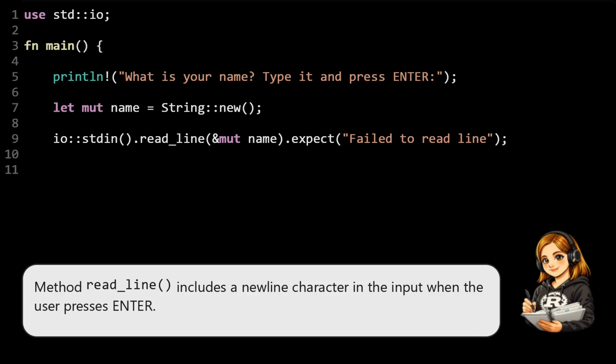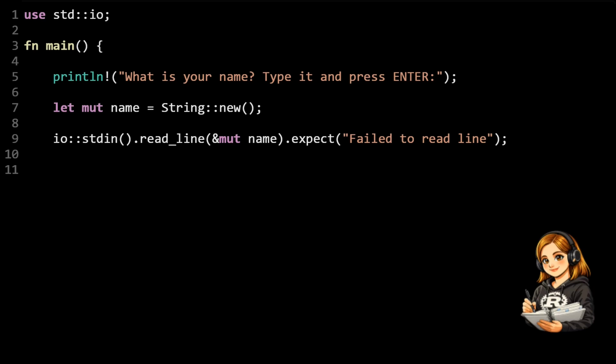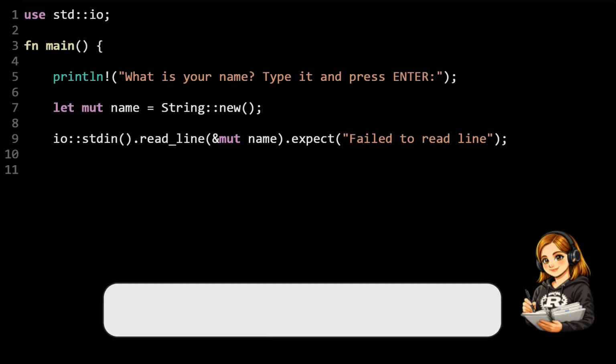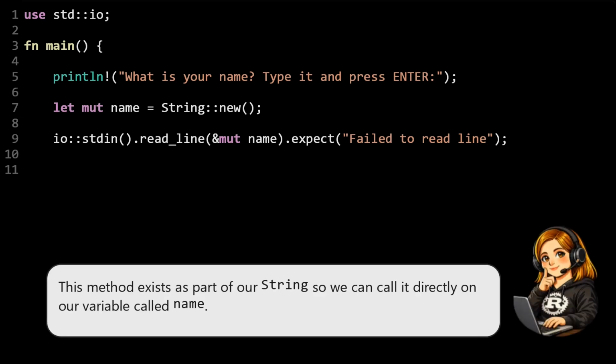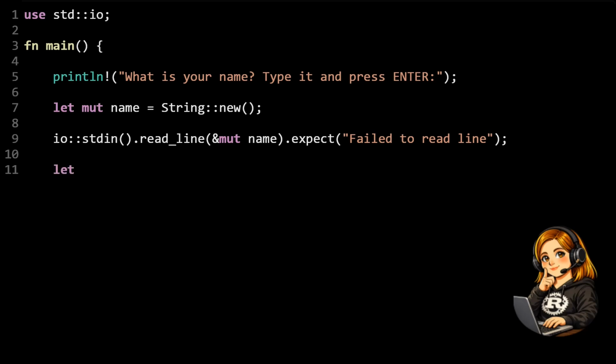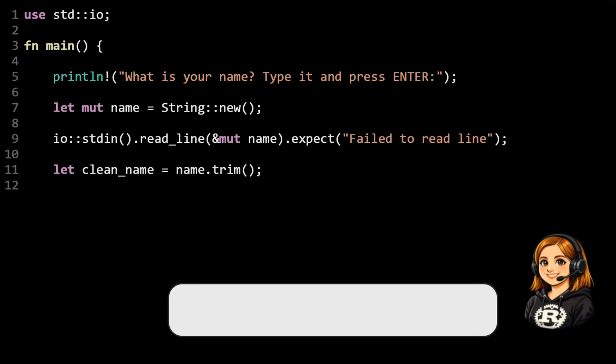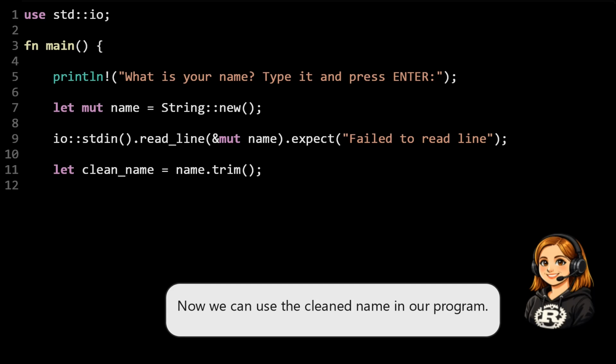The method read_line includes a new line character in the input when the user presses Enter. So we use the method trim to remove this extra white space. This method exists as part of our string, so we can call it directly on our variable called name. The trim method removes extra white space such as spaces and new line characters and returns a clean version of the text. Now we can use the cleaned name in our program.